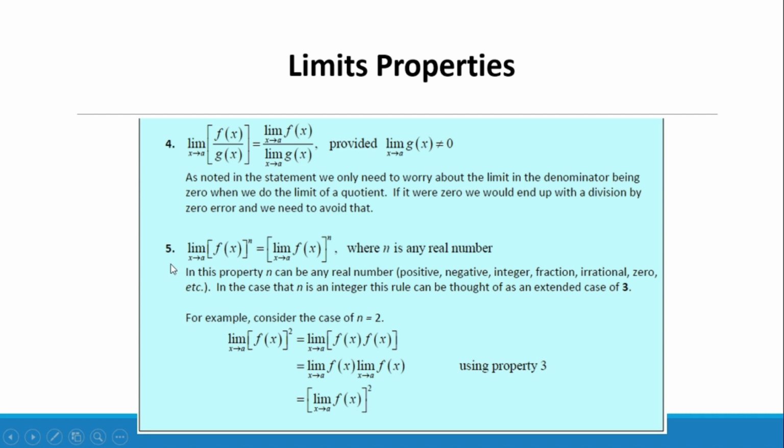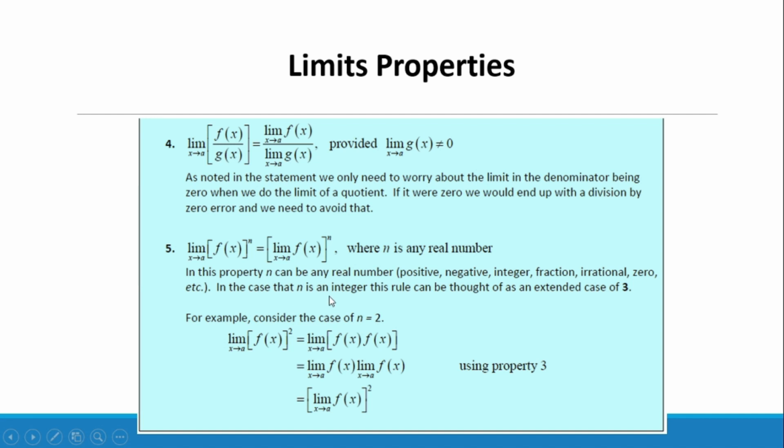Property number 5. The limit as x approaches a of f(x) with exponent n, where n is any real number. In this property, n can be any real number: positive, negative, an integer, a fraction, irrational, 0, etc.